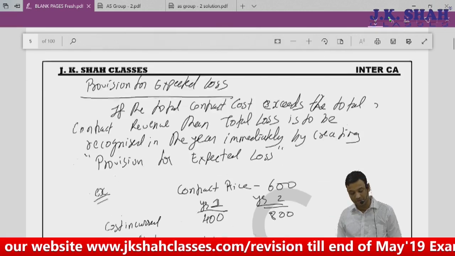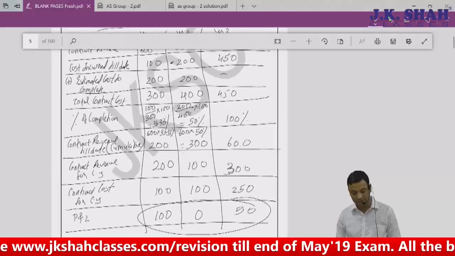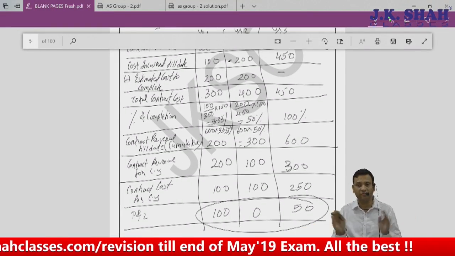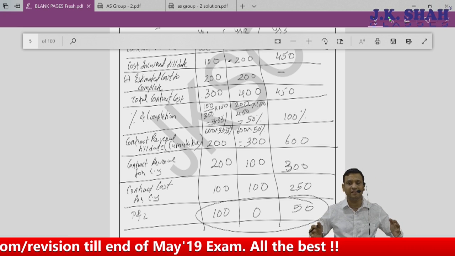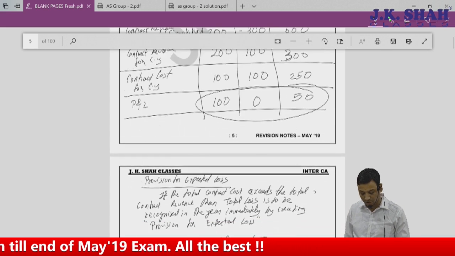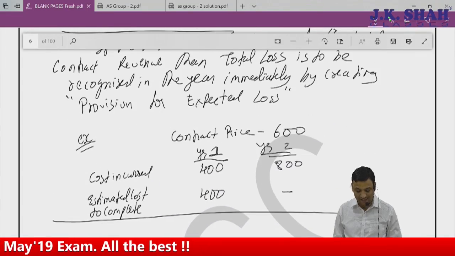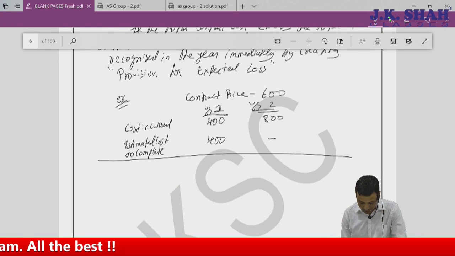If we go with percentage of completion, the way we did for the previous example, what is happening? The profit is spreading out. Same way, the loss will also be spread out, or I can say the loss will be recognized over 3 years or 2 years, the way the profit is recognized. The standard does not want us to go for this. The standard says the total loss is to be recognized immediately by creating a provision for expected loss. Now, I can just go with the solution we had earlier, year 1, year 2.